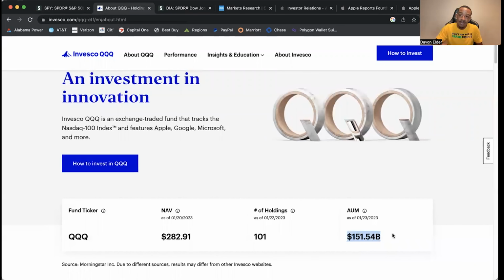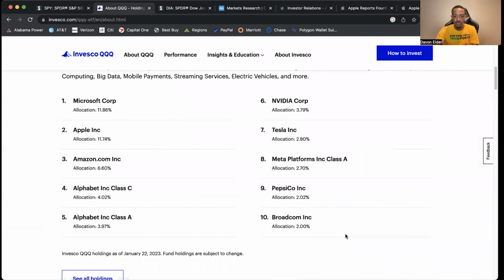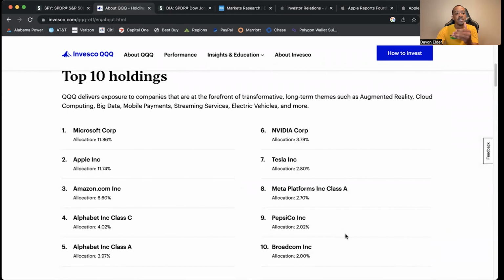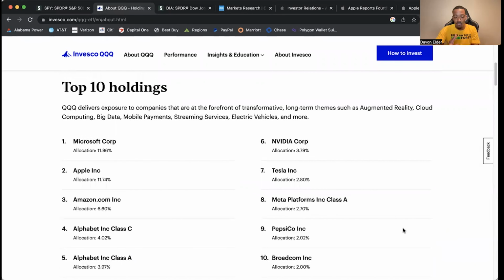If I am not mistaken, this is the second most traded stock on the stock exchange on a daily basis. I believe SPY is number one, and I believe QQQ is number two. So we have to look at the top 10 holdings in this one. We've got some similarities here. We've got Microsoft, Apple, Amazon, both classes of Google shares, and Nvidia. We have a newcomer in Tesla, a newcomer in Meta, a newcomer in PepsiCo, and a newcomer in Broadcom.